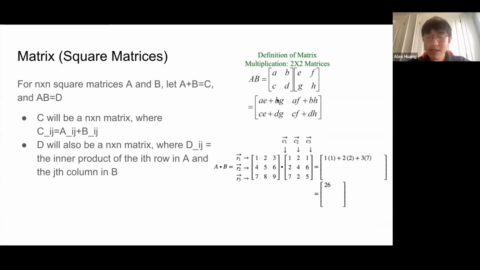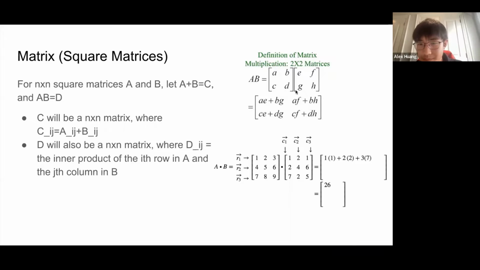What I mean by that is the product of the entries in corresponding locations in these two vectors. So you take the first entry in the first row of A times the first entry in the first column of B, plus the second entry in the first row of A times the second entry in the first column of B, and you add them together, which is ae plus bg, and that becomes the entry on the first row and first column.